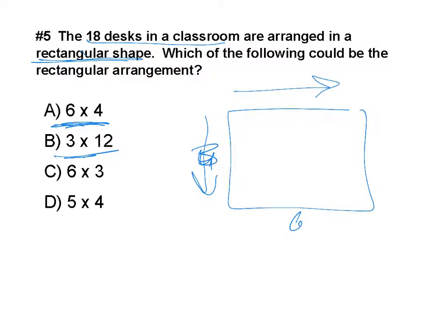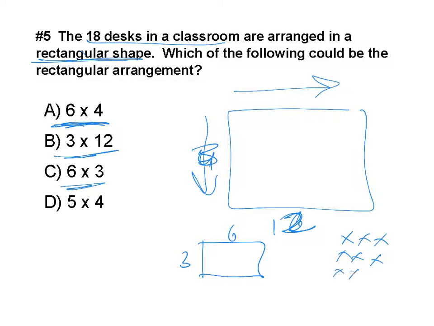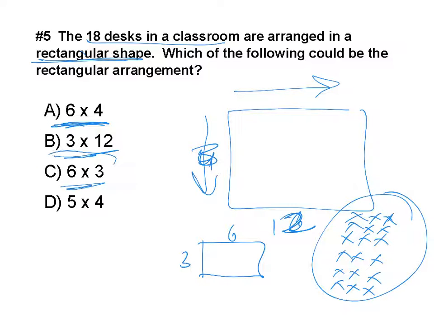3 and 12, would that work? No, that would give us 36, way too much. How about 6 and 3? If one row had 6 and one had 3, yeah, that would work, right? Because if you had 3 desks and 6 rows of that, 4, 5, 6, do you see how that's 18 desks? There you go. That would be an arrangement that would work. Now, for number 5, it'll talk about stars on a flag. What would be one of the arrangements that would work? In other words, just find the multiplication problem that equals the number of stars that they need to have on that flag, right?